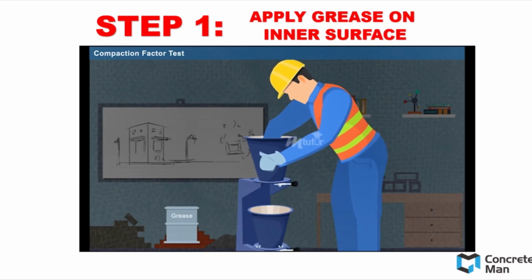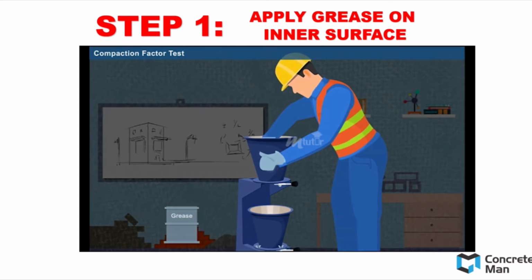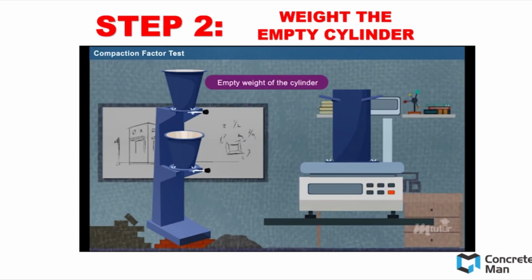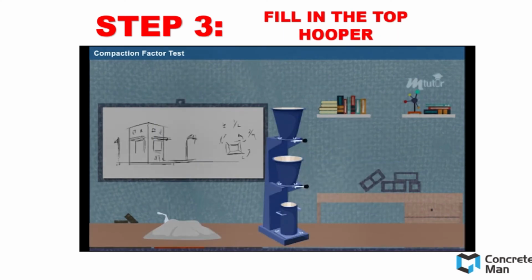Step number 1, you need to apply grease on the inner surface of the hoppers. Make sure you do it properly so that there will be no residual concrete sticking on the hopper when you perform the compaction factor test. Step number 2, after you have done greasing both hoppers, you need to weigh the empty cylinder. Jot down the weight of the empty cylinder, W1, because you are going to use it later.